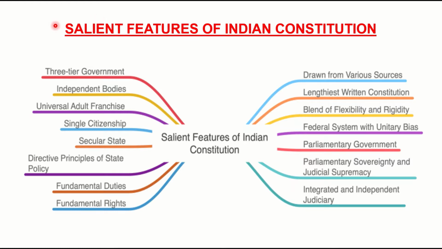Now, here I have tried to explain the salient features of the Indian Constitution. They are: three-tier system of government, independent bodies, universal adult franchise, single citizenship, secular state, fundamental duties and fundamental rights, blend of flexibility and rigidity, federal system with unitary bias, parliamentary government, integrated and independent judiciary.